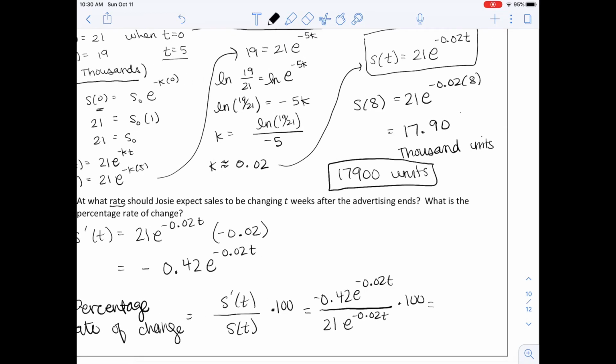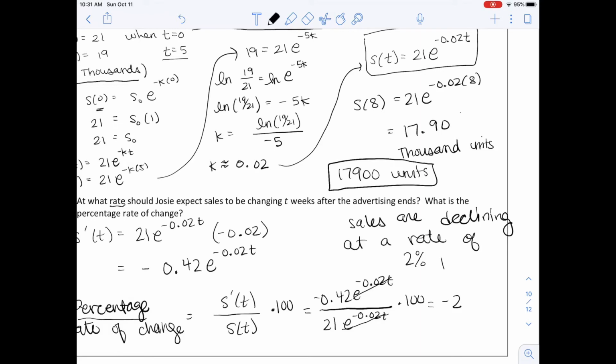If you notice, your e to the negative 0.02t's would reduce out. And again, don't forget you are multiplied by 100. And when you divide negative 0.42 divided by 21 times 100, we get negative 2. And so what this means is that sales are declining, because this is negative, at a rate of 2, and again percent, since this is a percentage that we already calculated, 2%, and we're measuring this in weeks, so per week.